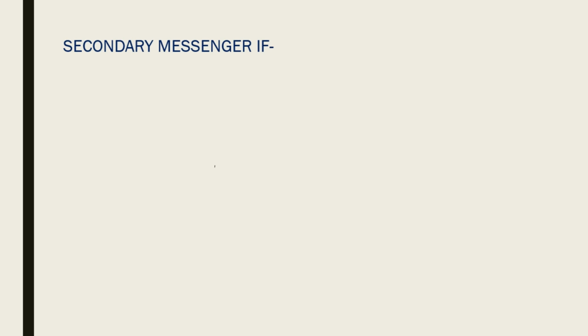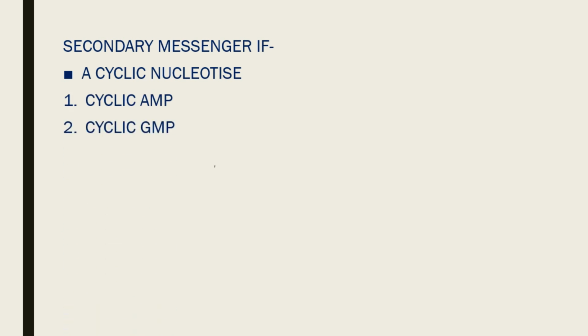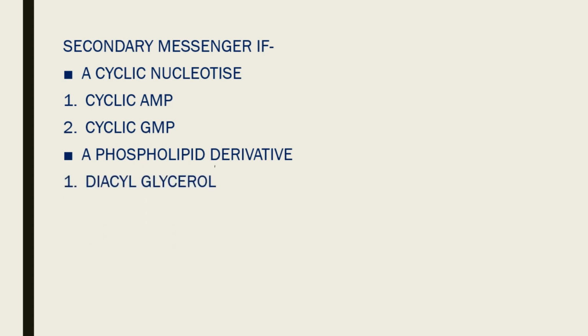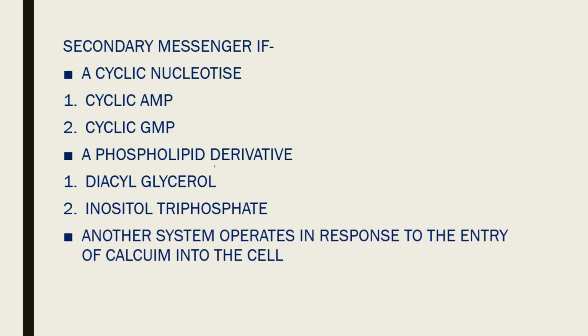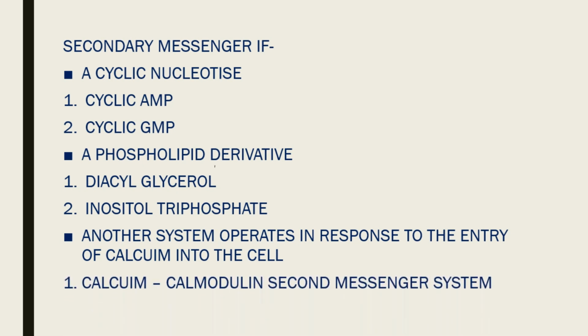So secondary messengers, if they are a cyclic nucleotide compound, they can be cyclic AMP, they can be cyclic GMP, and if they are a phospholipid derivative, they can be diacylglycerol or they can be inositol triphosphate. And the third type is another system that operates in response to the entry of the calcium into the cells. So this is the calcium calmodulin second messenger system. So we have three systems: cyclic nucleotides, a derivative, and another system that works on the entry of calcium ion.